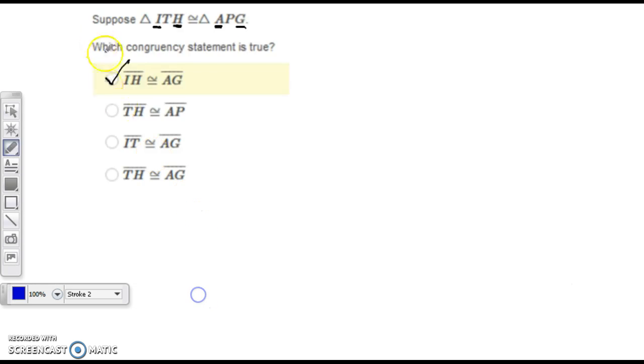All right, now let's try a different one. TH. That's the last two letters, so it has to correspond to the last two letters. And TH does not go with AP. It should go with PG. So that one doesn't work.